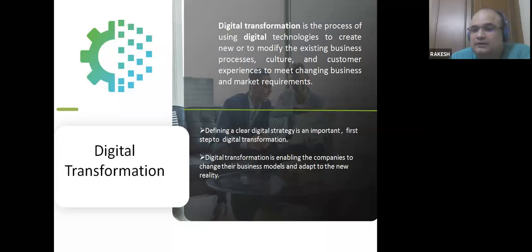So concentrating on information, sitting on the data, saying, oh, I have this much data, I have learned this much, that's not important anymore. How we bring that to business value is what is important. We have so many technologies with us, but how we can bring them to the business is very important. So defining the digital strategy is the important first step to digital transformation.